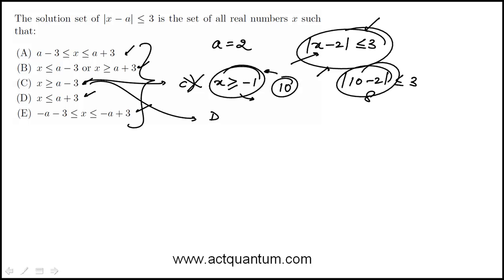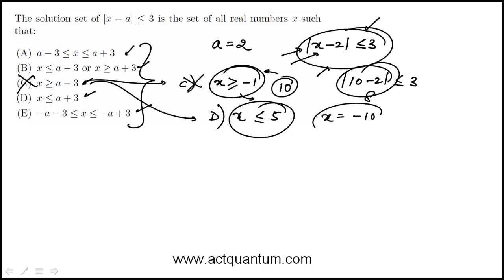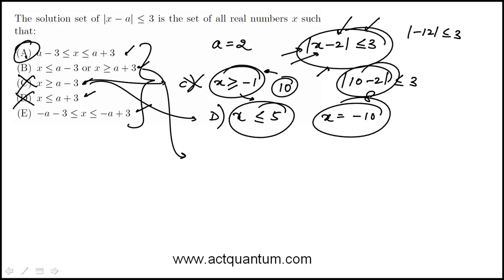So let's look at D. X would be less than or equal to 5. Again, I'm looking for a number that's going to violate this. So for example, x is minus 10. If I replace that here, it would be the absolute value of minus 12. Is that less than or equal to 3? No. So this isn't a solution. So we'll do that to eliminate and get to our answer choice. We already know that the answer is A, but we'll do that here.